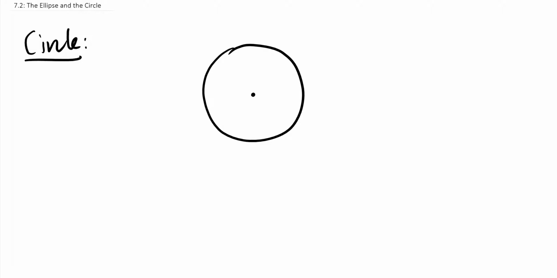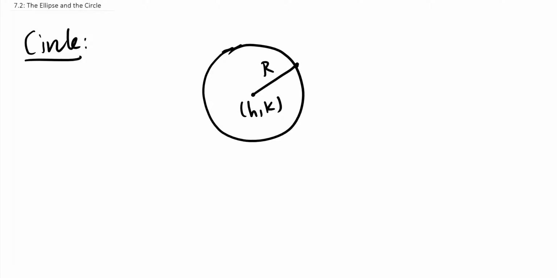Section 7.2, the ellipse and the circle. So first I'm going to start with the circle. What is the most important thing about the circle is to talk about the equation of the circle. So if we have a circle with center (h, k) and radius r.